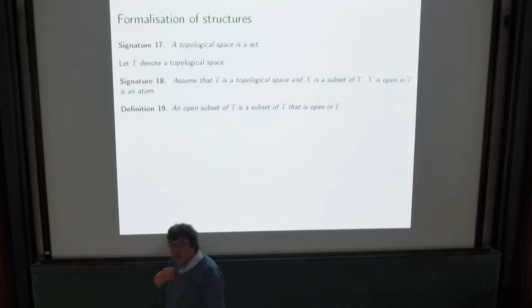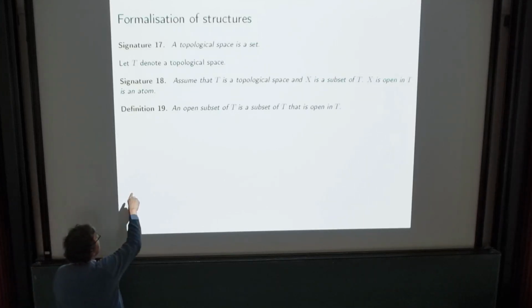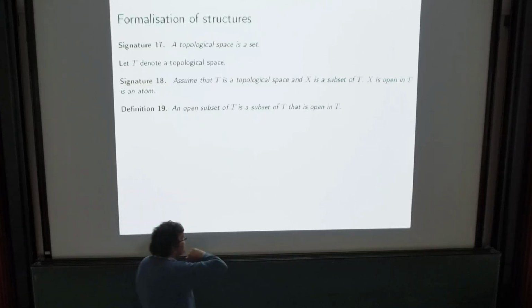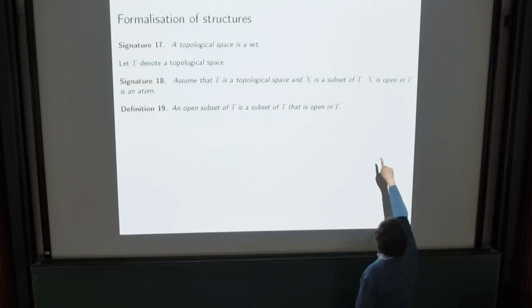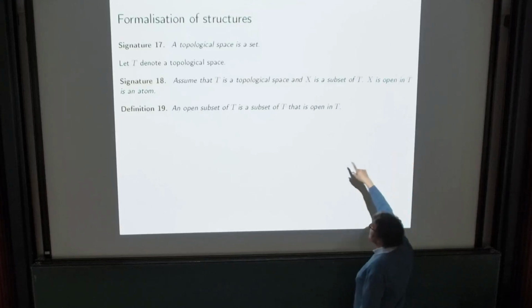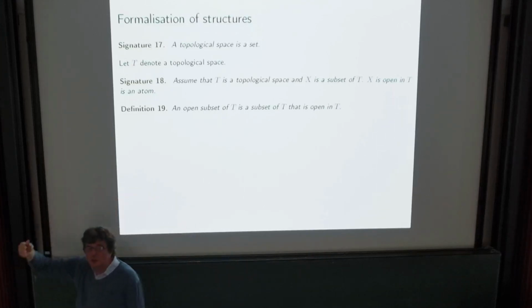You could say a topology needs now the set of open sets or so, but in this sort of first order and relational spirit, I rather say that I do it via a relation. I define the relation of X being open in T, and I just say that that is an atomic, a basic statement or so. And this means I introduce a relation.